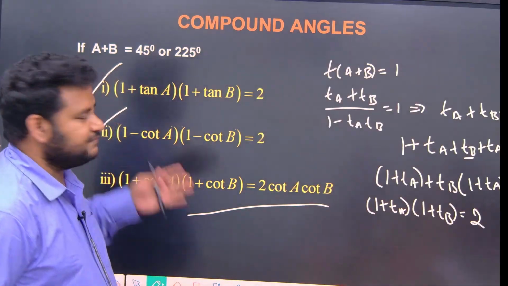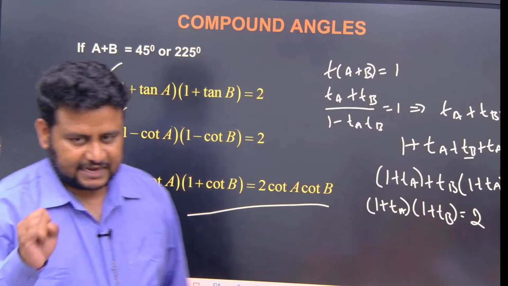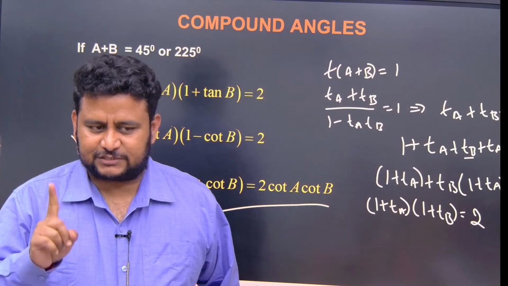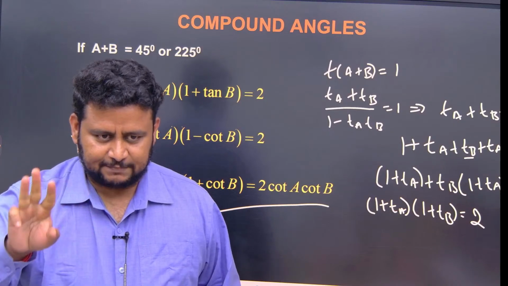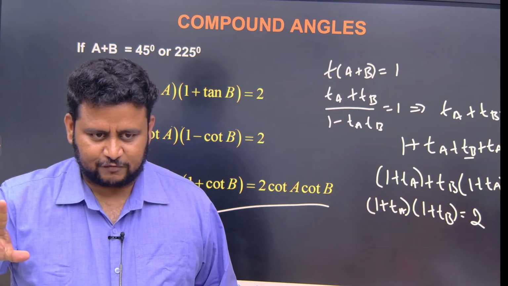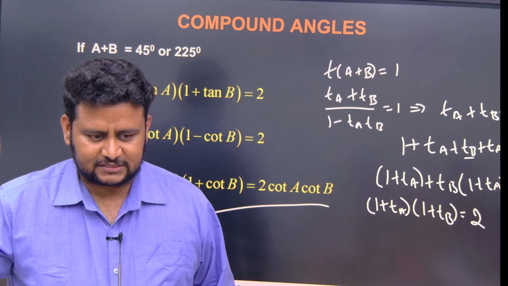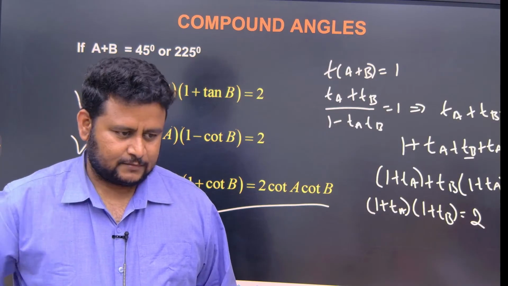So only the sign will change. Understand one thing: tan 45, that is pi by 4, is 1. 3 pi by 4 is minus 1. 5 pi by 4 is plus 1. 7 pi by 4 is minus 1. Like that it will oscillate. Okay, clear? Remember this.